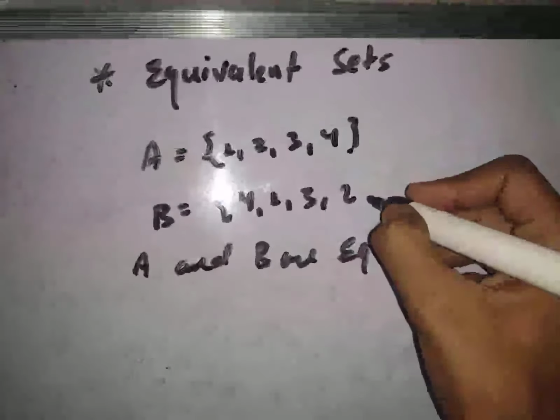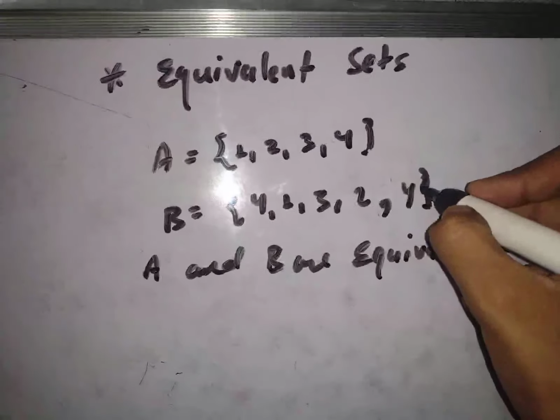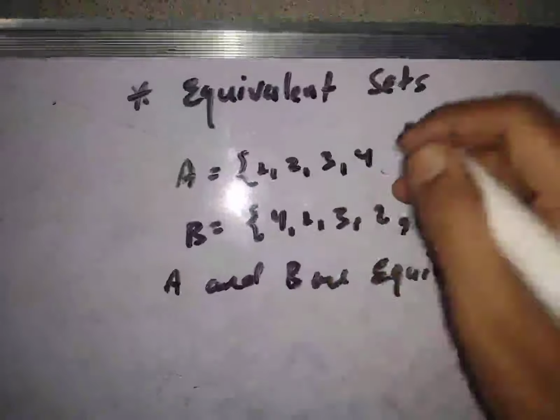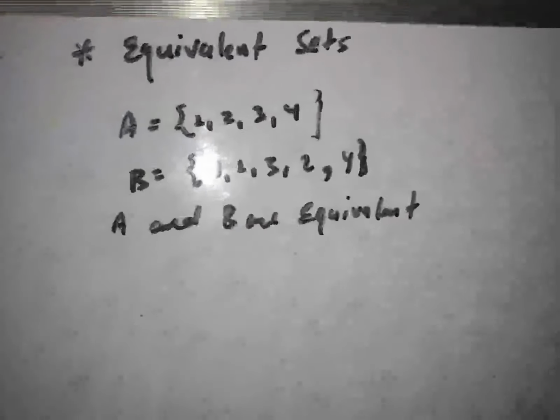If I write this as, let's say, if I add another 4, again they are equivalent because the elements are the same. All the elements are the same, therefore they are equivalent.